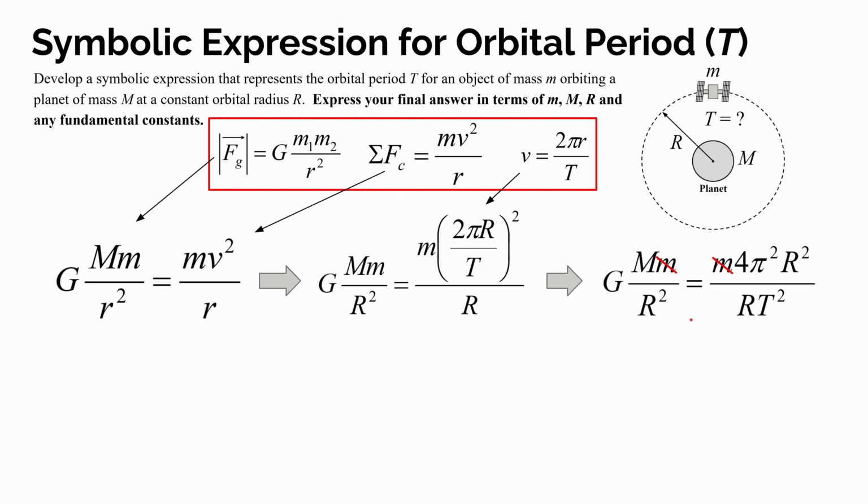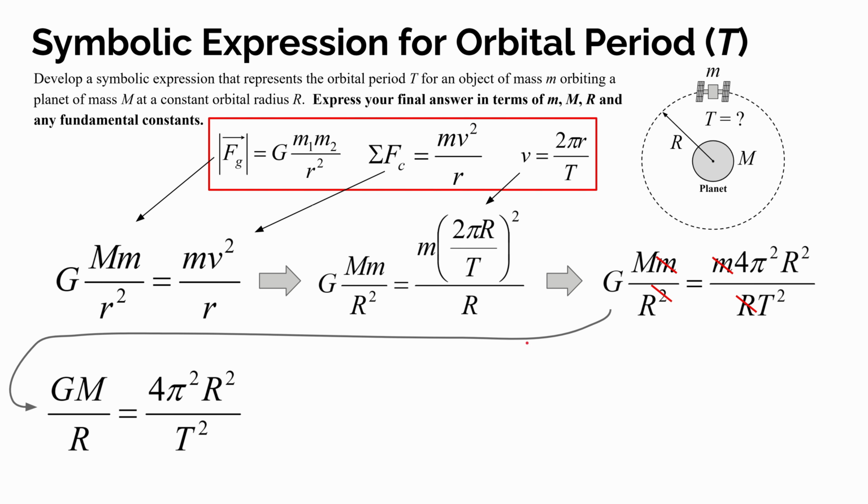Now let's simplify some of these r's. Let's multiply each side of the equation by r, and if we do that, it cancels out one of the r's in the denominator here, and it's going to cancel out the one r in the denominator there. Now that we simplified it, let's see what we're left over with. We're just left over with, on the left side, the universal gravitation constant times the mass of the planet divided by the orbital radius is equal to 4 pi squared times r squared over the period squared.